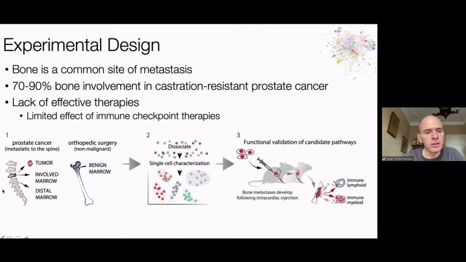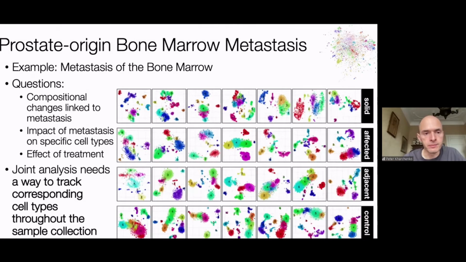So here's the study design briefly. From each surgical case, we take 3 different fractions: the solid tumor itself, the bone marrow liquid biopsy immediately next to the site of metastasis, which we call involved bone marrow, as well as a liquid biopsy further away, called distal bone marrow. As a control, we have bone marrow from patients undergoing hip replacement surgery. So they also have inflammation, but it's not cancerous in nature. And then we go through single cell analysis, and I'll try to walk you all the way to the validation experiments that we've done.